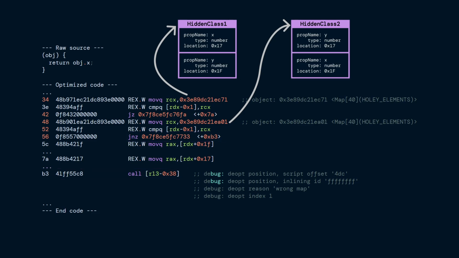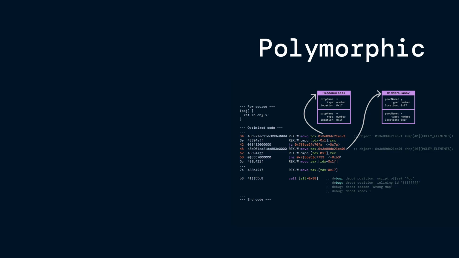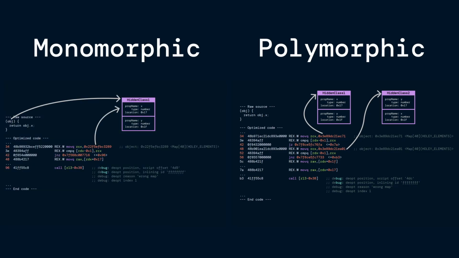This type of code is referred to as polymorphic, as in it deals with multiple potential types of objects. The previous example was monomorphic, meaning it deals with a single type of object. So from here, can we just keep adding more comparisons for every type of object? We could, but this approach doesn't scale well. Since function arguments can be any number of different types, V8 caps such optimizations at 4 types.